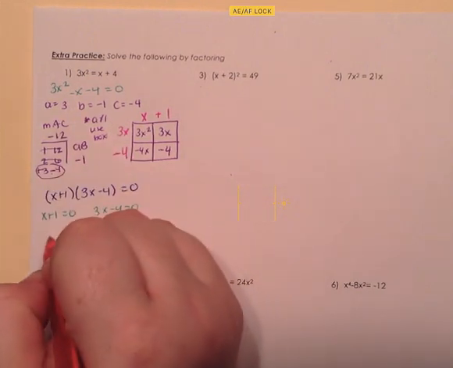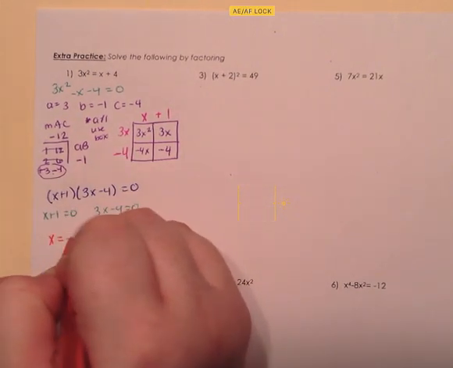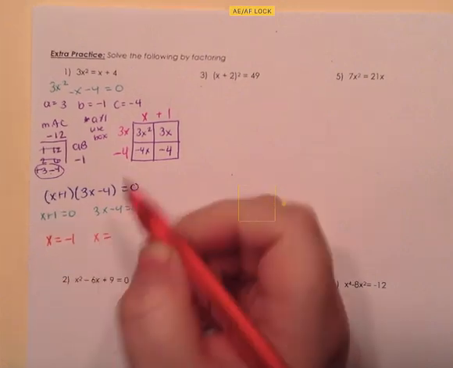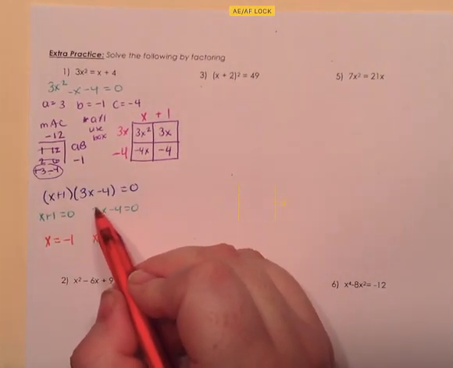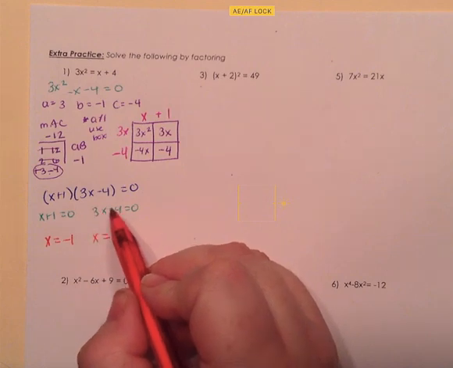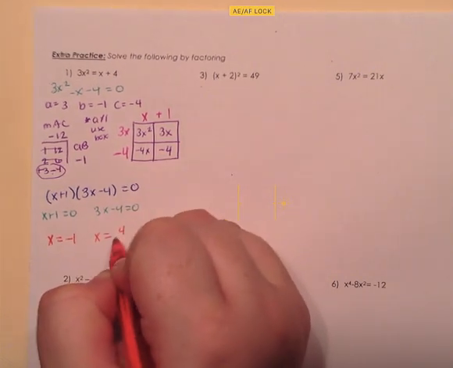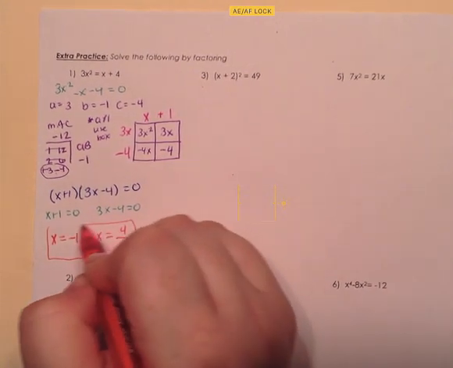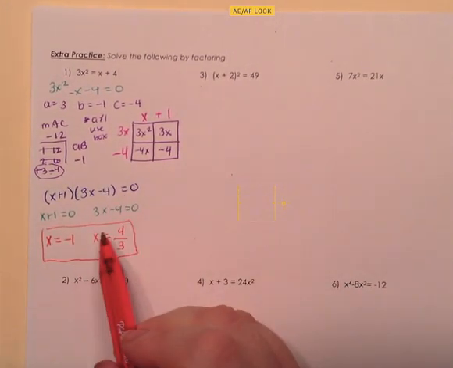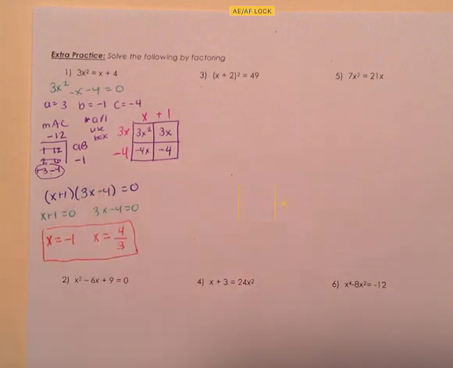So our 2 solutions are x equals negative 1 and x equals, I know I'm going to have to add the 4, but I have to make sure that I get my x by itself, so I have to divide by that 3. So I'm going to add the 4, so I have positive 4, but then I have to divide by 3. These are our 2 solutions. And these are 2 real rational. They're real and rational because I was able to factor them.